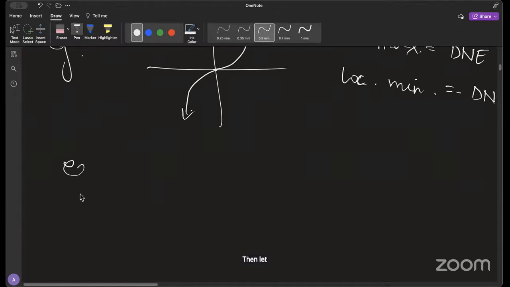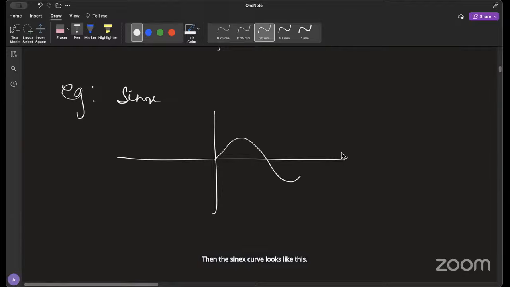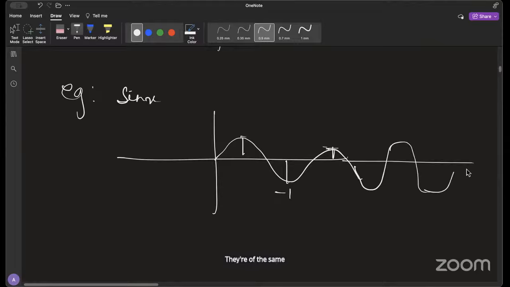Then let's do sin x. If you have sin x curves, then the sin x curve looks like this. They're all of equal heights. This is height 1. This is also height 1. This is -1. They're of the same height. This is pi by 2. This is 0. This is pi. This is 3 pi by 2.